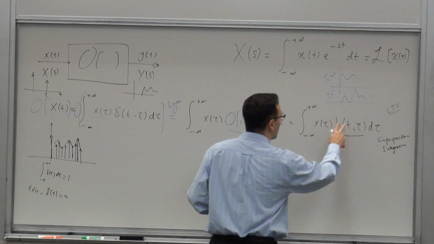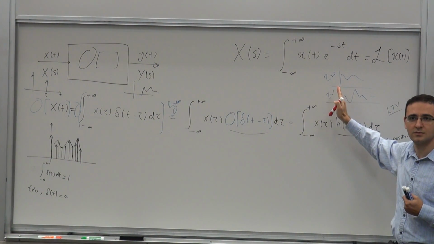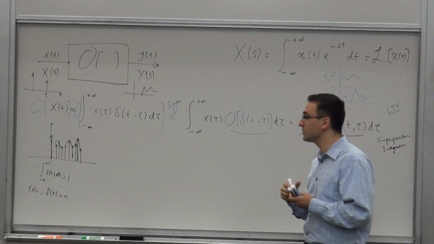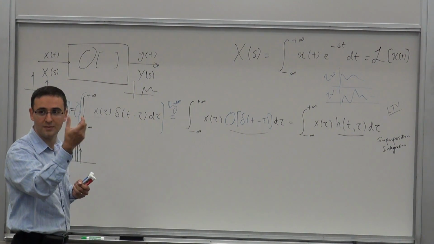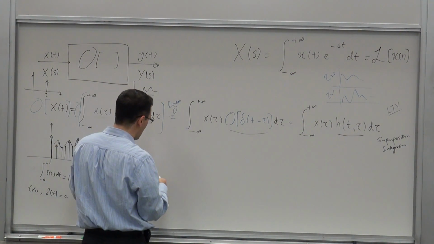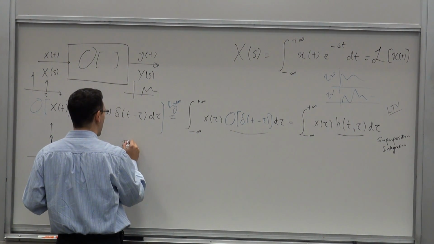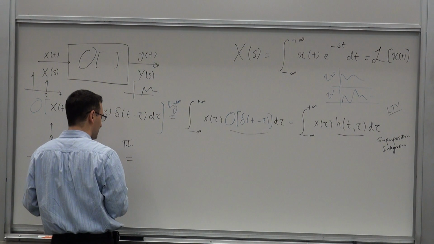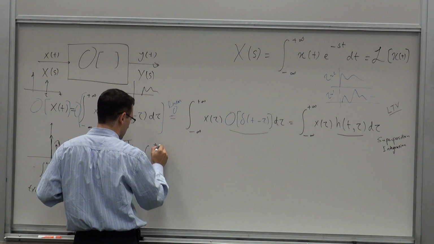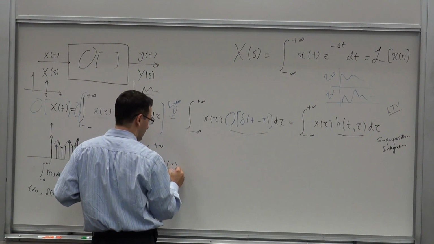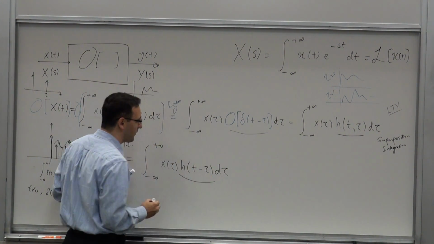So whenever you hit it, you get the same response. In that case, all of these functions will look the same. They're only shifted with respect to each other. So instead of being a function of two variables, they become a function of one variable, which is basically the difference, the time between the actual time and the time of application, which is t minus tau. So in that case, if your system now is time invariant, then this becomes a function of a single variable.